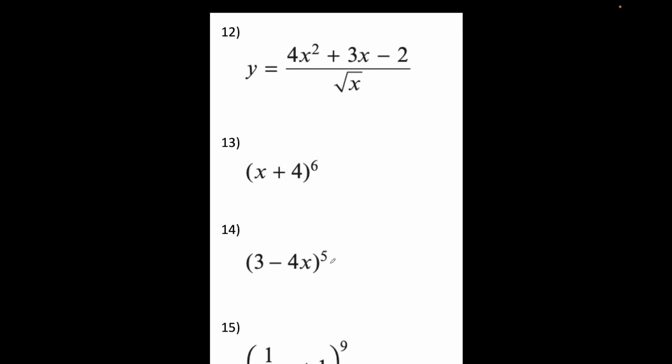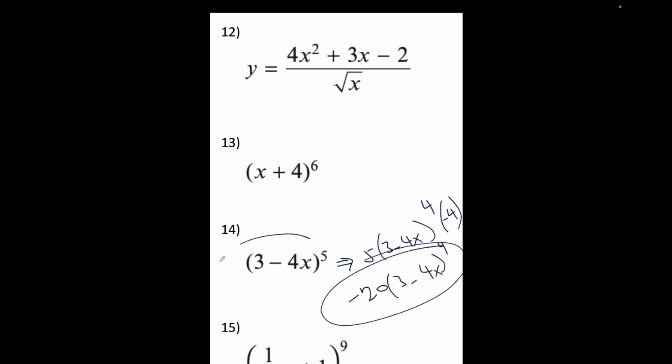Same thing over here. It's just going to be 5 bracket 3 minus 4x to the power of 4, because you recognize this is the special case. Include one extra step, which is times the whole thing by the differentiation inside, negative 4. Negative 20 bracket 3 minus 4x to the power of 4 is the differentiation for this.